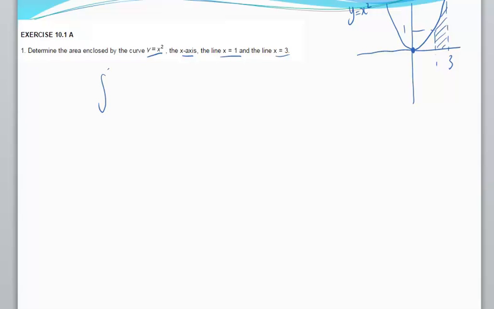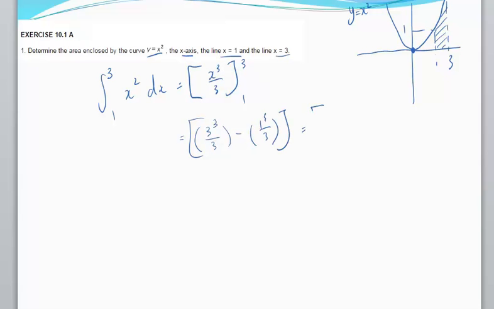So what we're going to do, we're going to integrate between 3 and 1. These are our 2 points here. Our equation here is x squared. So we integrate this, we're going to end up with x cubed on 3 between 3 and 1. So this becomes 3 cubed on 3 minus 1 cubed on 3. So it becomes 27 on 3 minus 1 on 3. Here becomes 8 2/3 units squared, or square units.